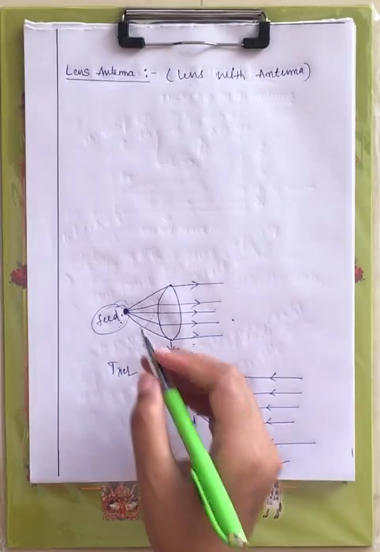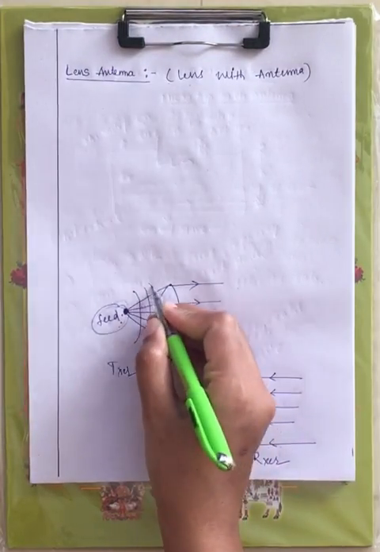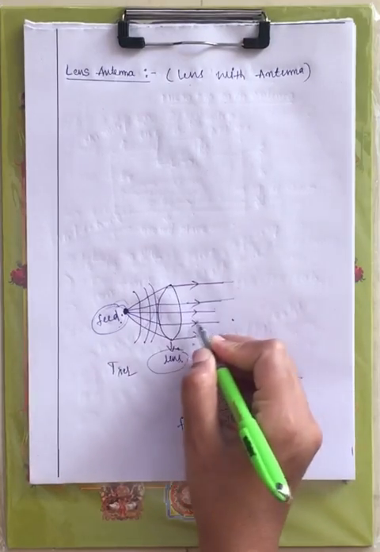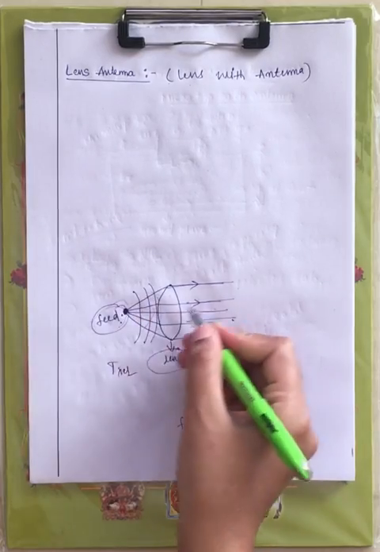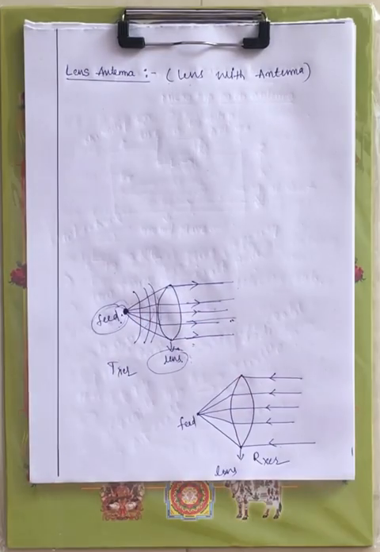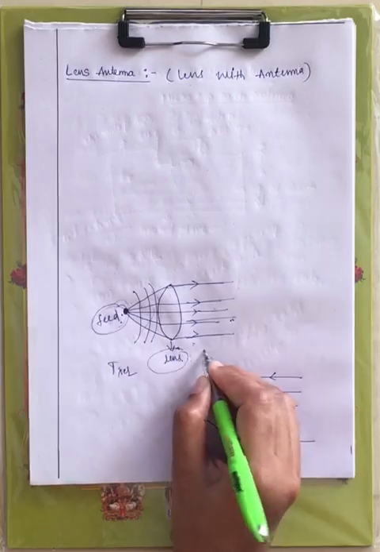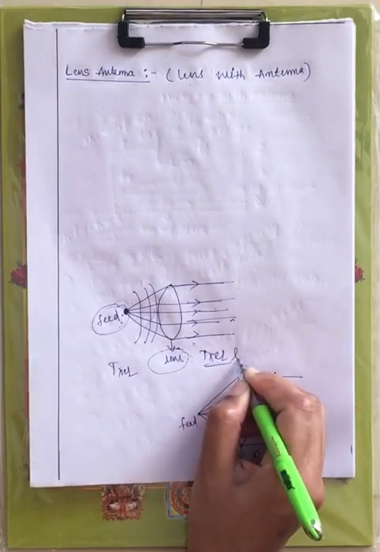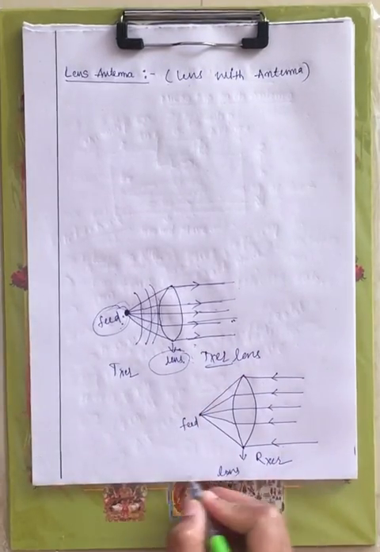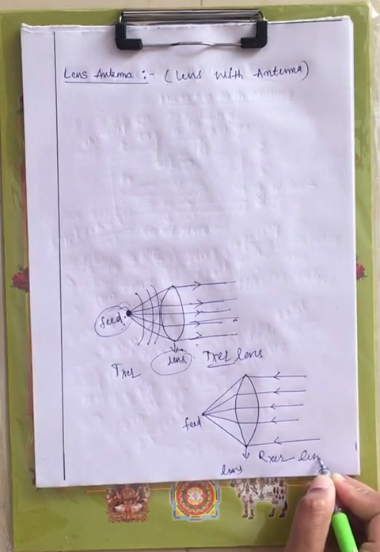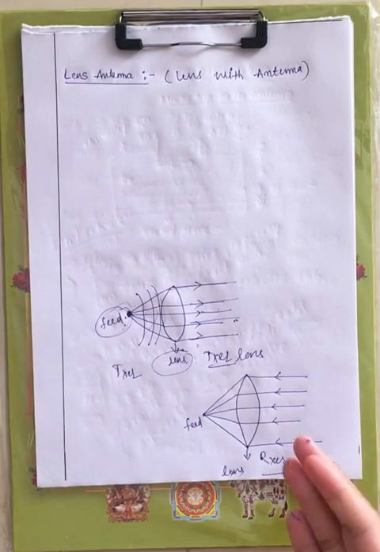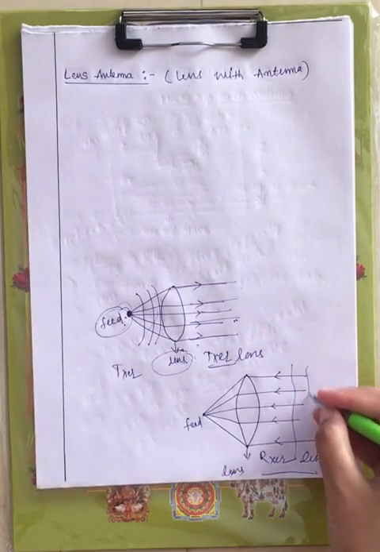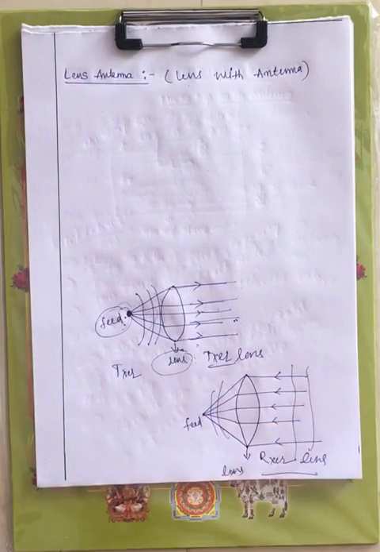Now let us see the principle. Here the feed is given, and the spherical wavefronts are getting converted to planar wavefronts. At the transmitter, the spherical wavefronts are converted to planar wavefronts, and this is the transmitter lens. This is the receiver side, that's why it is the receiver lens. At the receiver side, the planar wavefronts are getting converted to spherical wavefronts.